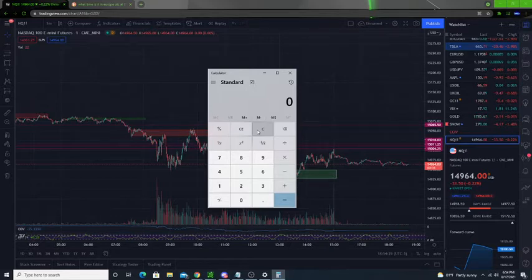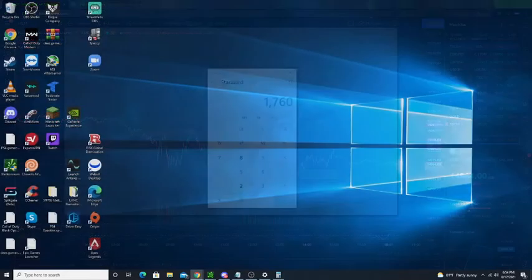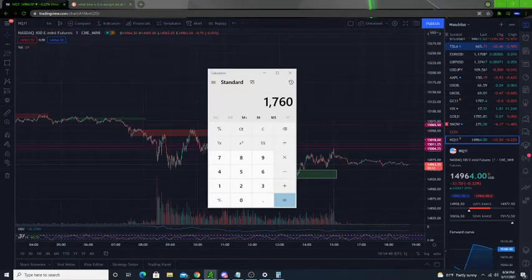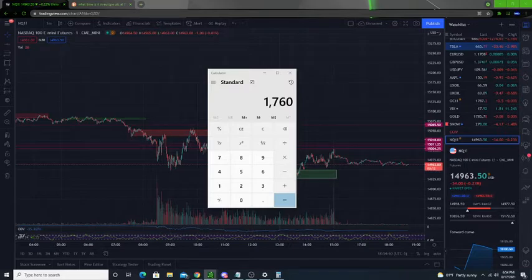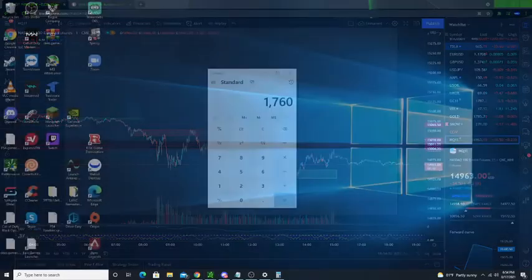So micro for NQ are 1760. Let me go double check on CME and I will link. Actually, I can just check right here. MNQ dashboard. Yeah, $1,760 per contract. And like I said, it sounds like a lot, but I've seen you guys lose a lot more than that.